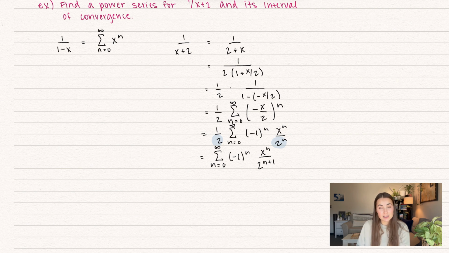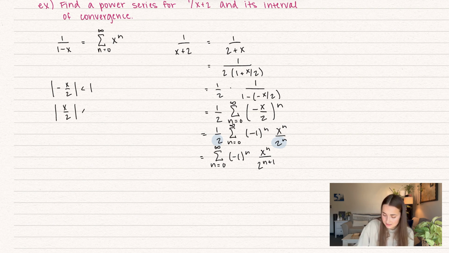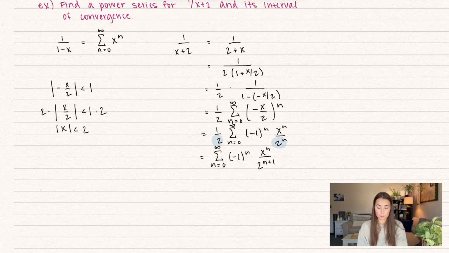And be careful again because we're working with a geometric series. So I want our common ratio, negative x over 2, to be absolutely less than 1. Really, this is the same as x over 2 having to be less than 1, and you can multiply both sides by 2 in order to get x all by itself. So we have the absolute value of x must be less than 2. So right now we're working with an interval of convergence from negative 2 to positive 2.